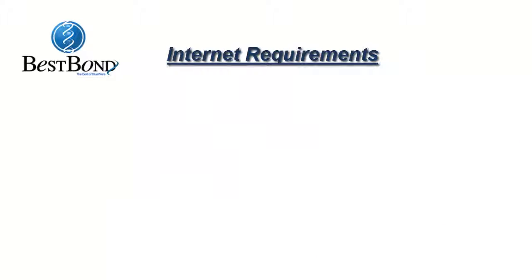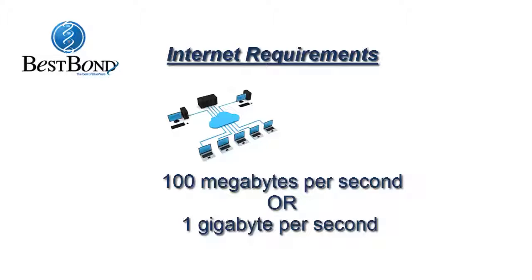Sometimes your organization will allow you to access BestBond from the World Wide Web, and other times you are isolated to only use the organization's network. Ideal speeds for your network to use BestBond are generally 100 megabytes per second or 1 gigabyte per second.